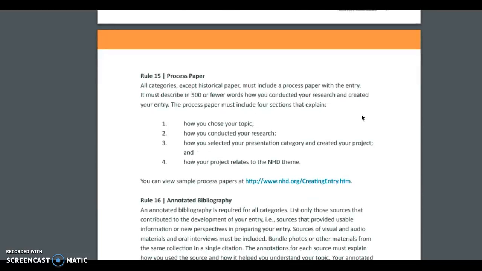Speaking of process papers, your process paper has to answer 4 questions in 500 words or fewer. How you chose your topic, how you conducted your research, how you selected your presentation category and created your project, and finally how your project relates to the NHD theme. When judges are looking at different products, sometimes they're too close, right? The quality of research is the same, the quality of the work that they have created is the same, and after that, it comes down to your process paper.